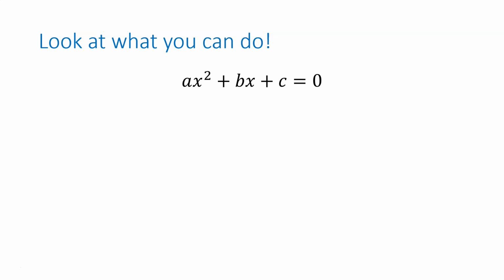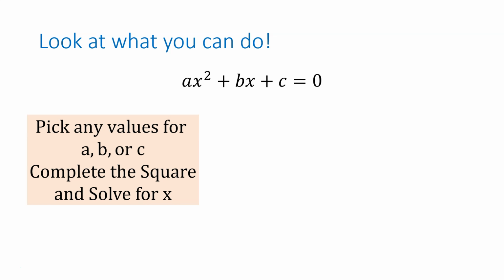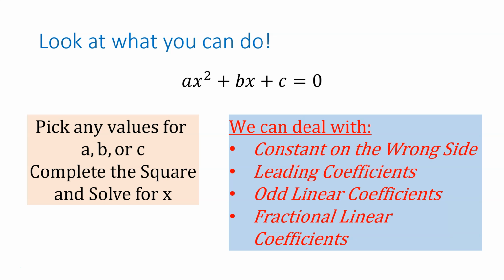Let's look back at what we've accomplished. If you followed this series and practiced the skills, then given an equation in the form ax squared plus bx plus c equals 0, you can pick any numbers for a, b, and c, complete the square, and solve for x. We've learned how to deal with a wide range of possibilities: constants on the wrong side, leading coefficients, and odd and fractional linear coefficients. You should be proud of what you've accomplished.